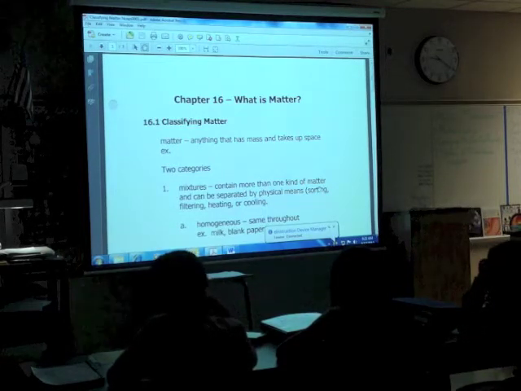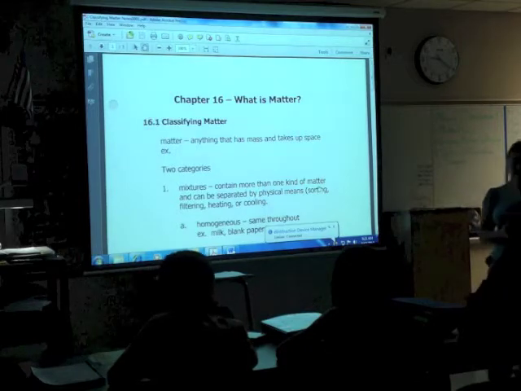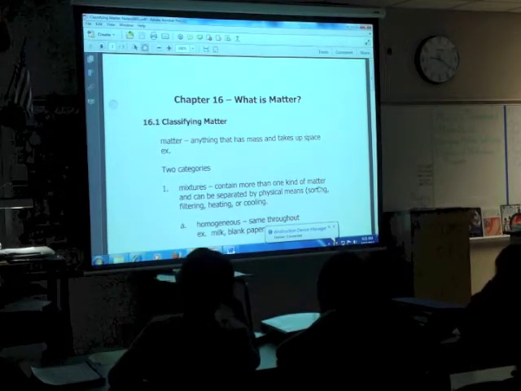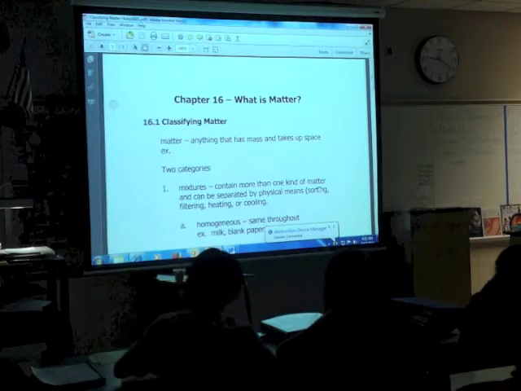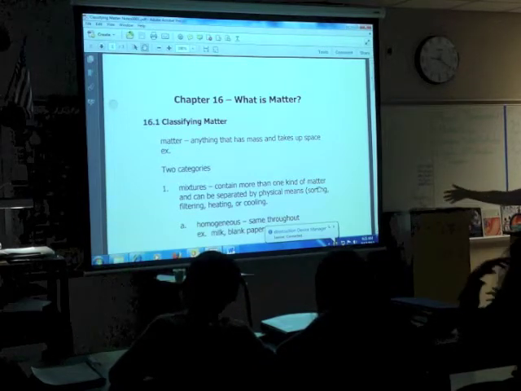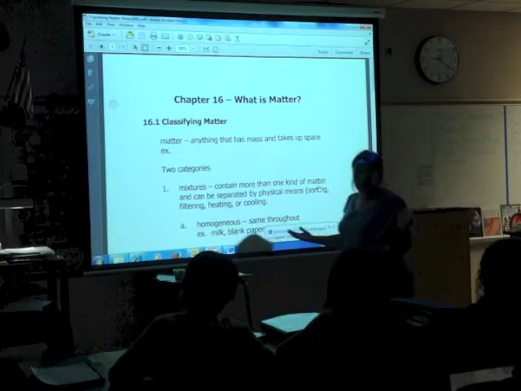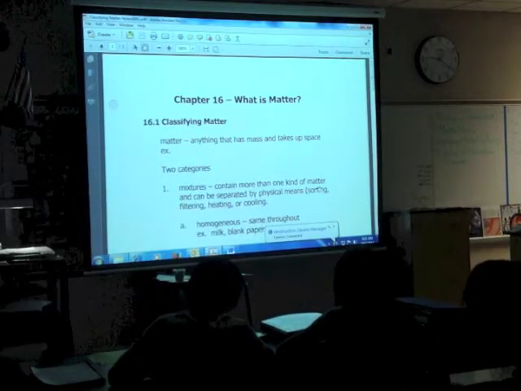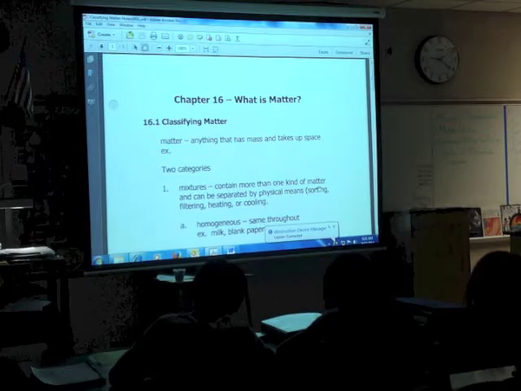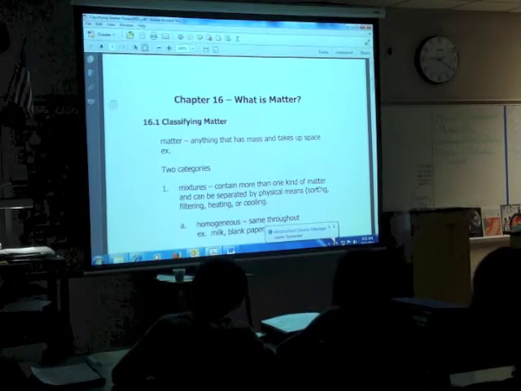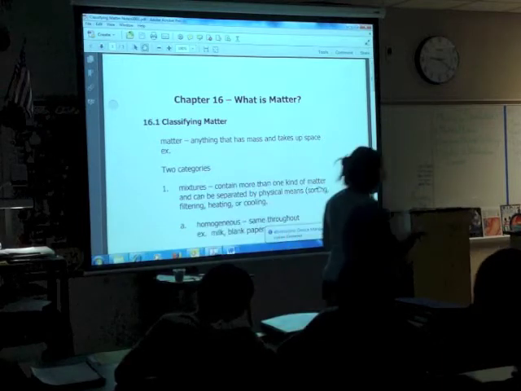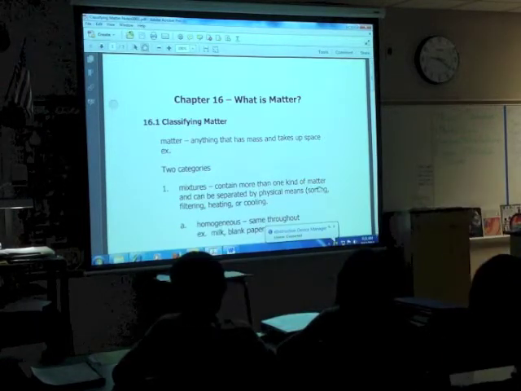Tatiana, could you give me an example that is not matter? Okay, fire. Remember yesterday somebody was thinking, I don't know if it's matter or not. Okay, remember fire is not, because even though it does take up space, we can't measure the mass, therefore it's not matter. Okay? So for matter, you just need to remember that if you can measure its mass and you can measure its volume, then it's considered matter.